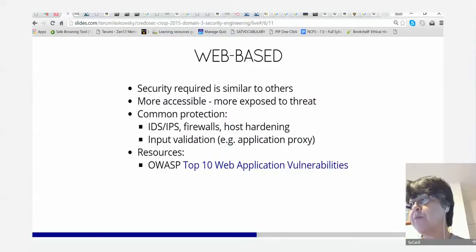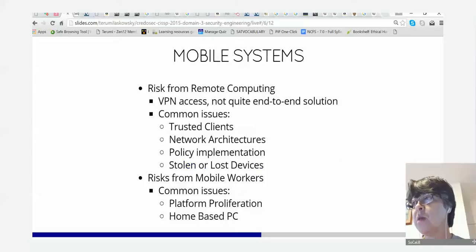So web-based, mobile systems: risk from remote computing. That's basically what you have, remote computing and mobile systems. VPN access is not quite an end-to-end solution, as I explained, right? Because you're crossing the border, and somebody may be peering over your VPN connection because you're not at work, but at an airport or something. Not to say that you can't have this type of shoulder surfing going on inside a company, because we do have to be concerned about the insiders.